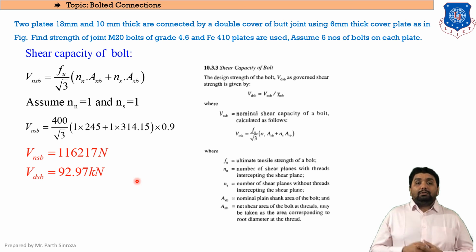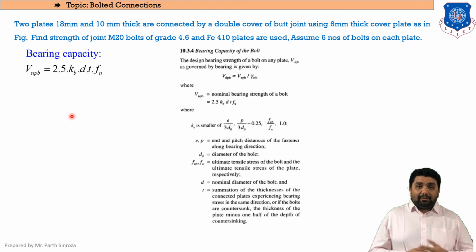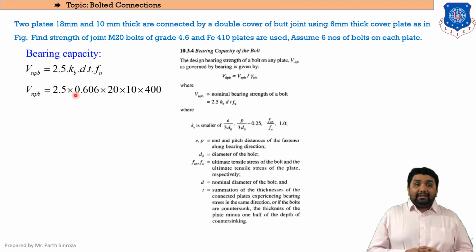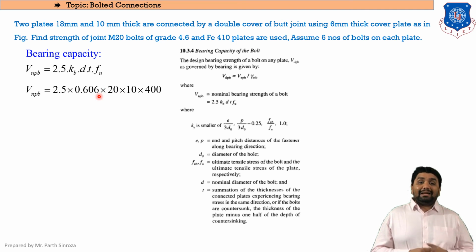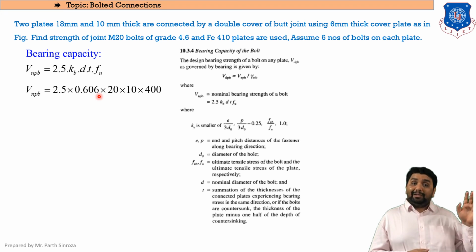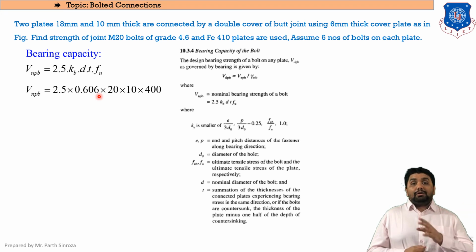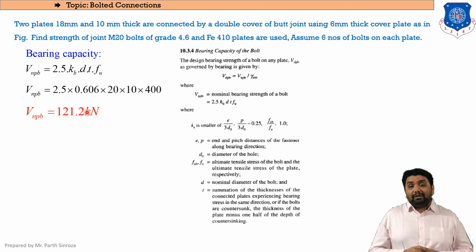Clear? Now moving on to the bearing capacity of bolt. Again, it will be the same equation, 2.5 kb d t Fu. Here solving kb, we will be getting the smaller value of kb as 0.606. Here we don't need to write directly 1. Clear? In the last question it was for HSFG bolts. So for HSFG bolts, you can write directly equal to 1 if you want. If you want to calculate in that portion also, it is well and good. But for ordinary bolts, you compulsorily need to calculate the value of kb. So solving it, we get an answer 121.2 kilonewton.